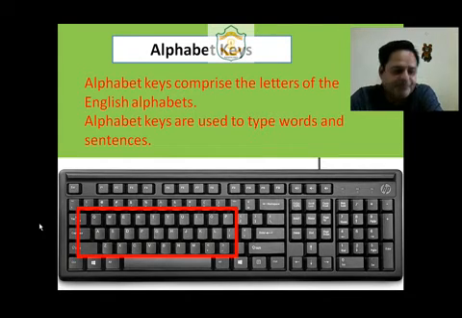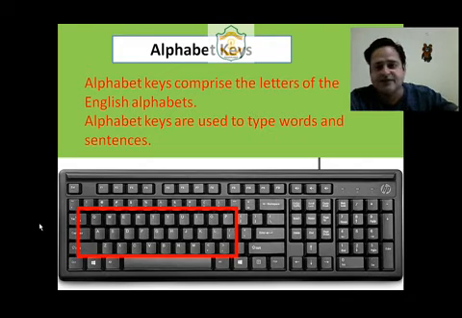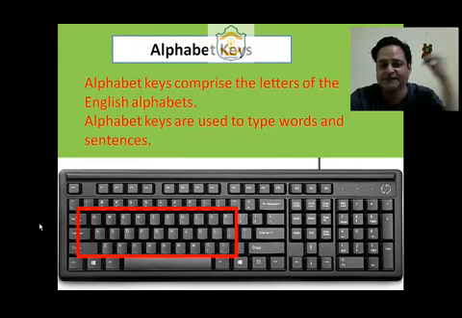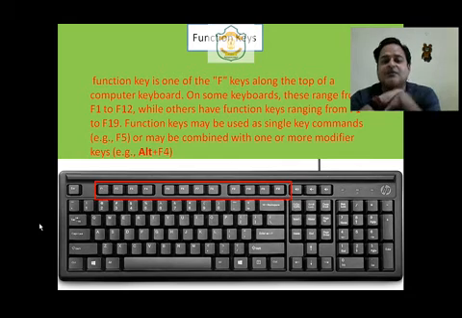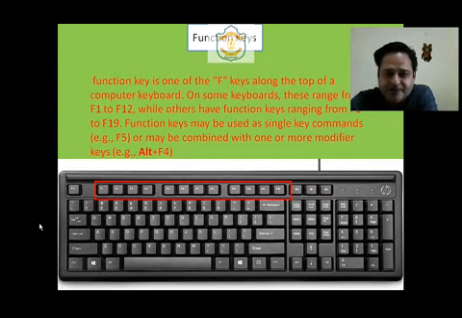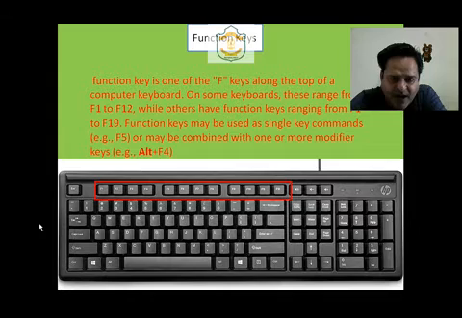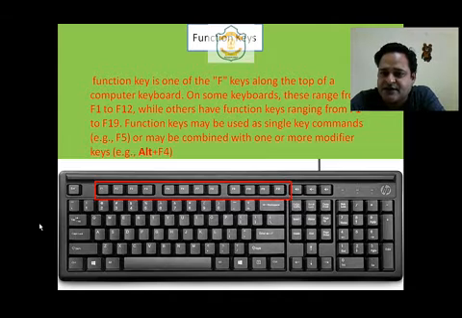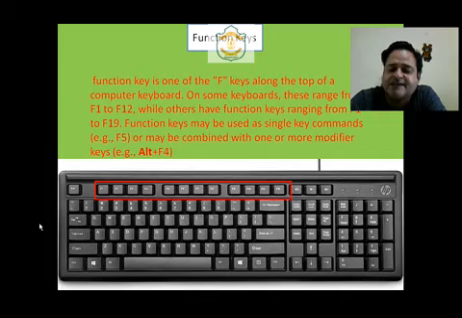So after alphabet keys, the next one is function keys. Now you can see on your screen, at the topmost bar I have framed a few keys. Can you see that red color frame inside which there are a few keys? These keys are called function keys. Their name usually carries the letter F and then a number, for example F1, F2, F3, F4.